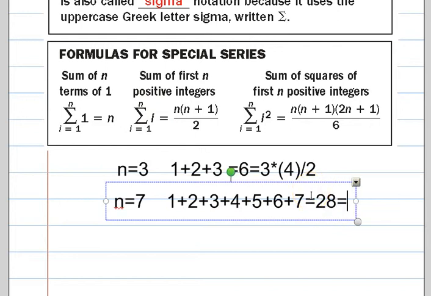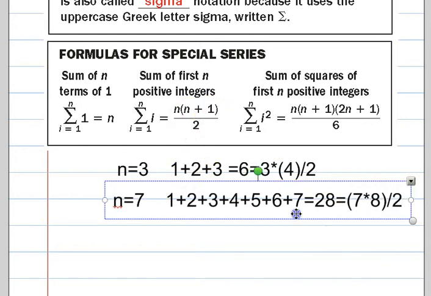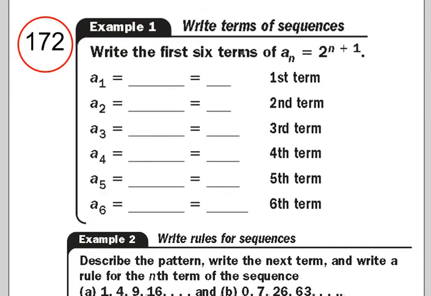But we can also figure that out by taking 7, multiplying it times 7 plus 1, which is 8, and then dividing by 2, and we still get 28. So let's start with examples on page 172. What are the first 6 terms of this sequence?